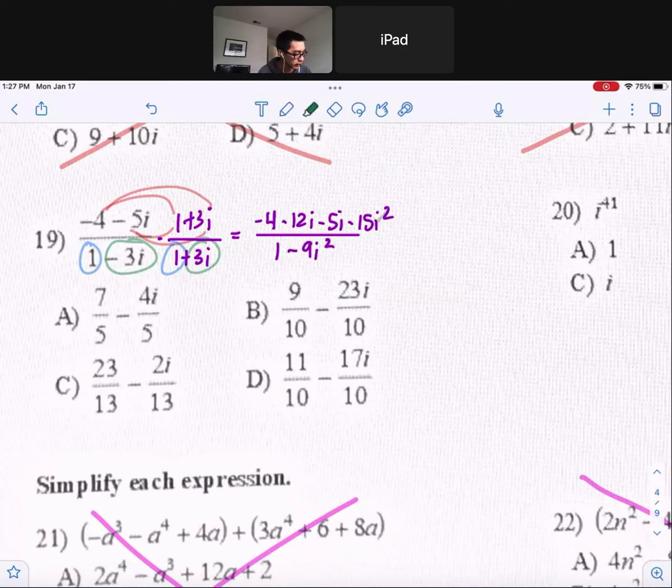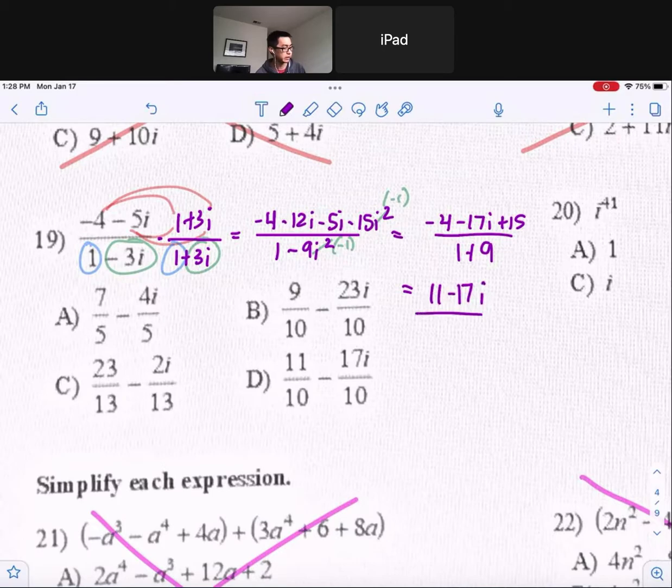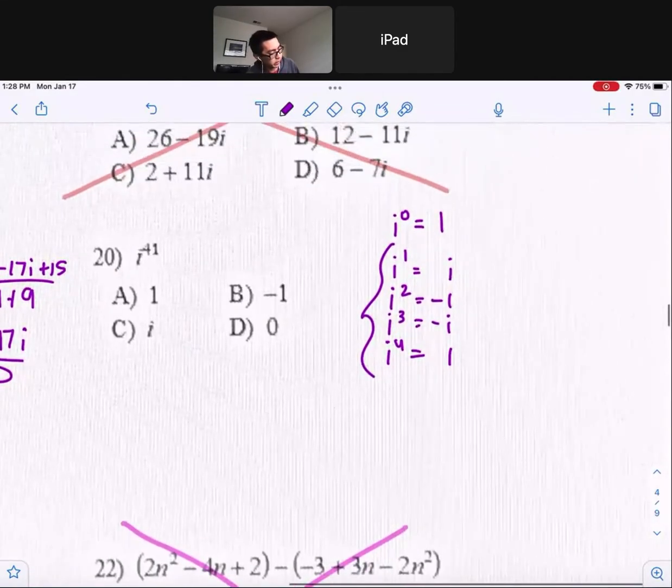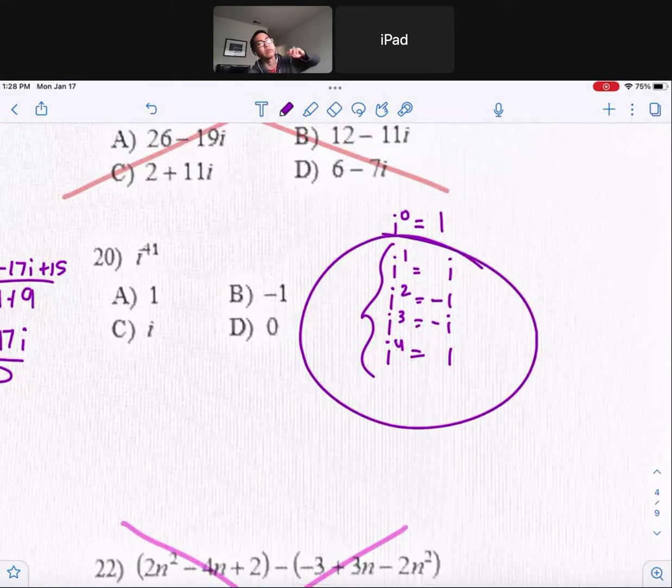Now, both of these i to the second become negative 1. So negative 4 minus 17i, and negative 15 times negative 1, the sign changes to be positive 15. Same thing on the bottom, negative 9 times negative 1, the sign changes, so it's 1 plus 9. Combine like terms, we get 11 minus 17i all over 10, which is D. That one's D.